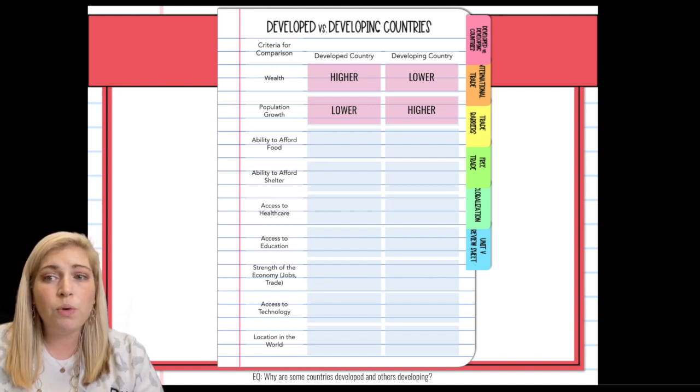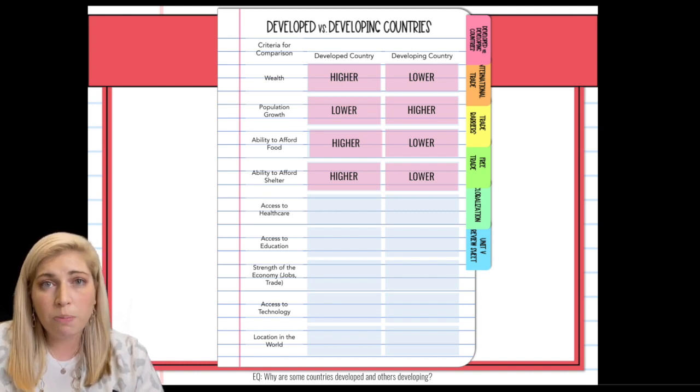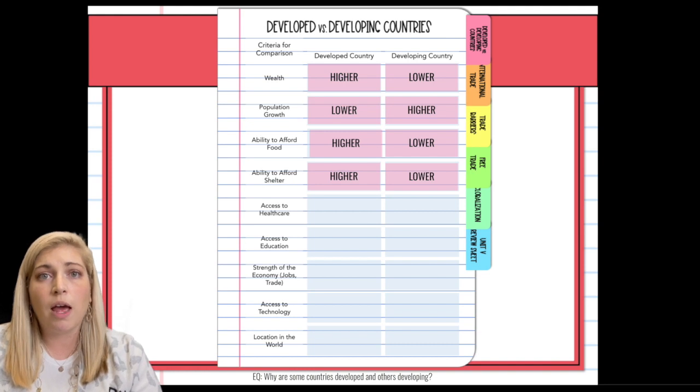Ability to afford food is going to be higher in a developed country and lower in a developing country. That'll go back hand in hand with wealth. Same thing for the ability to afford shelter. Higher in a developed and lower in a developing. And again, these are all general statements. There might be some anomalies in each, but for the most part, in a developed country and a developing country, these statements are going to be true.